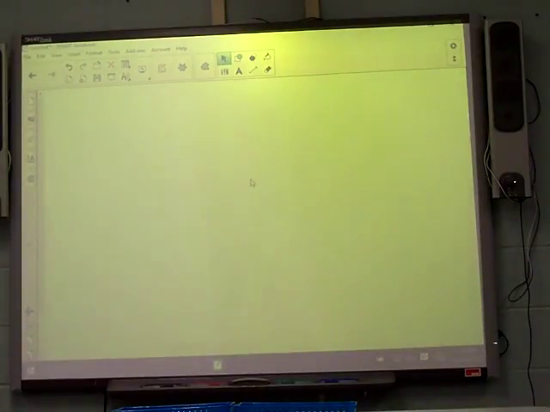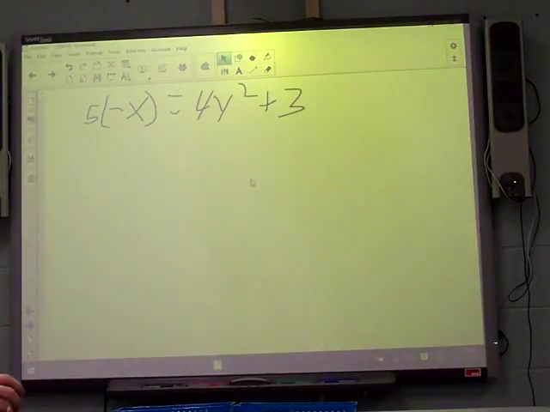First one, number one, wants to know about symmetry. That's the next to the last thing that we've covered. So I tested the y-axis by replacing the x with a negative x. When I did that, I had 5 times negative x equals 4y squared plus 3. In order for that to be symmetric to the y-axis, when I simplify that, it has to be the exact same as the original equation.